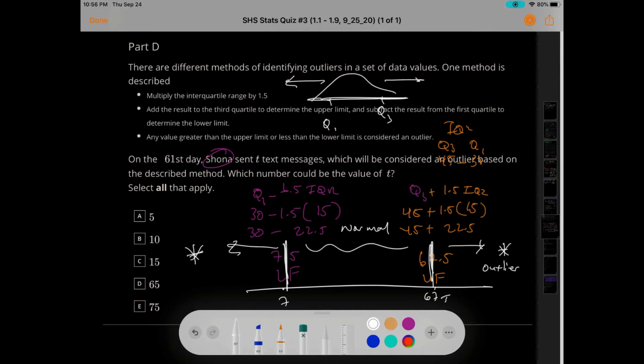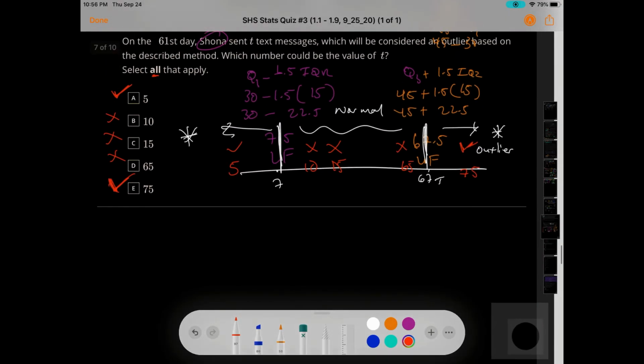Right, so let's go through these. Remember, it says check all that apply. Here's 5, so yes. 10 on the number line would be here, so no. 15 would be in here, no. 65 would be right there, no. And 75, it's out here, it's past that fence, so yes. So there would be 2 outliers here. Alright.